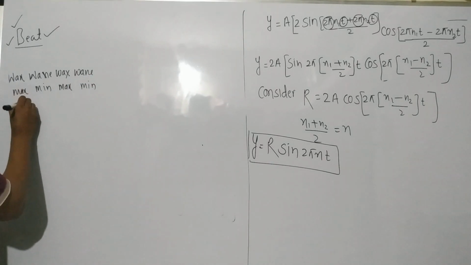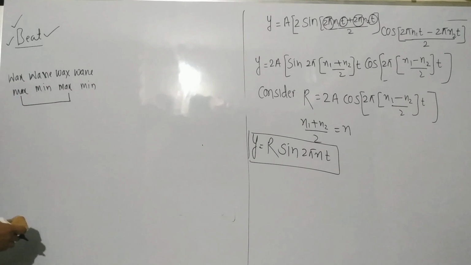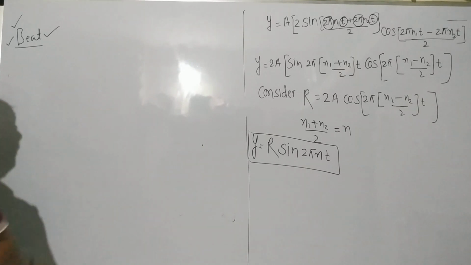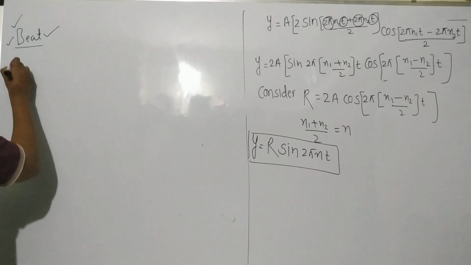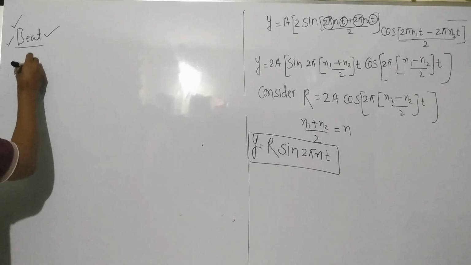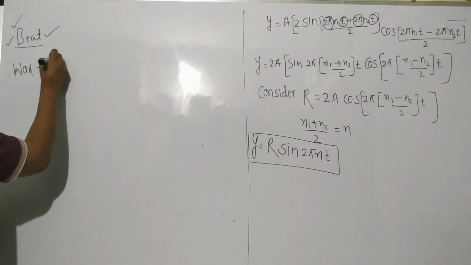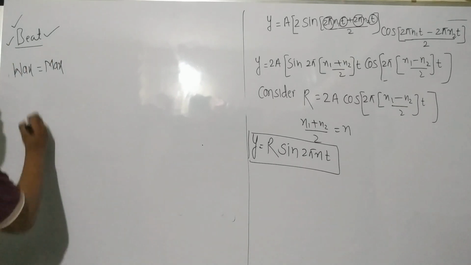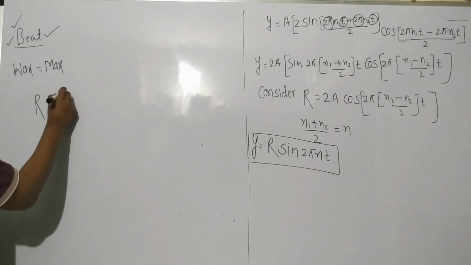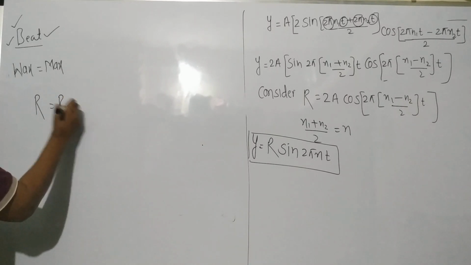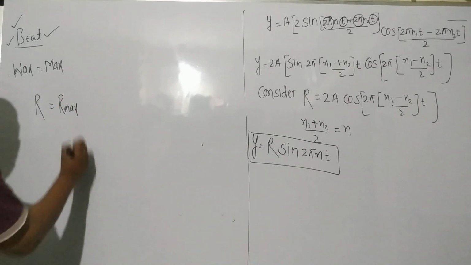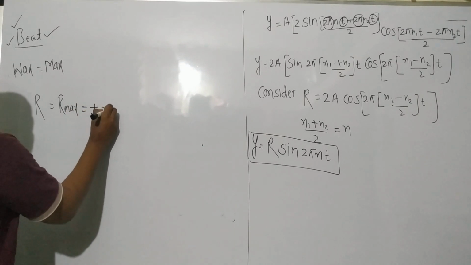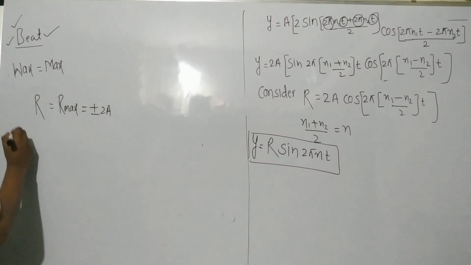So we need to find out first of all the frequency for the wax. So how to find it out? What exactly is a wax? Wax is nothing but a sound of maximum frequency. So for that purpose, R needs to be maximum. And how much will R be equal to? R will be equal to plus or minus twice a. So in order to get that, we know that R is equal to what?